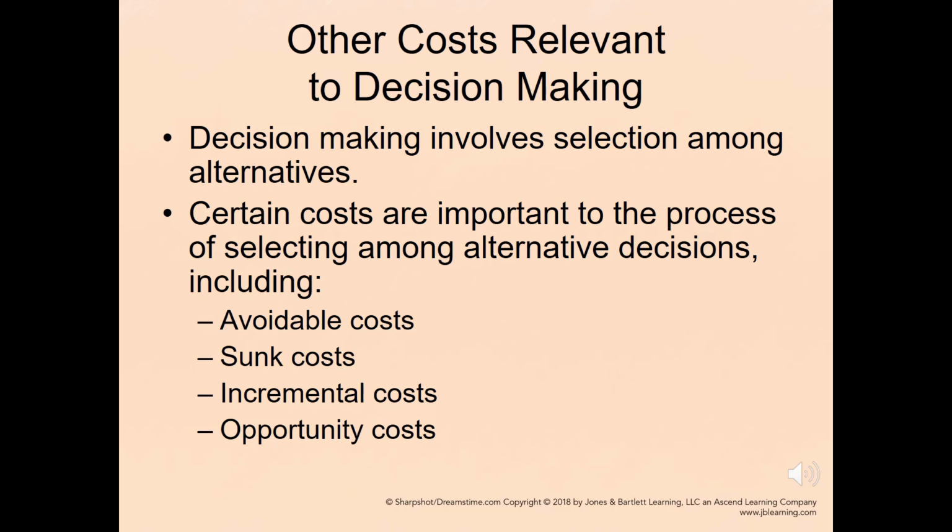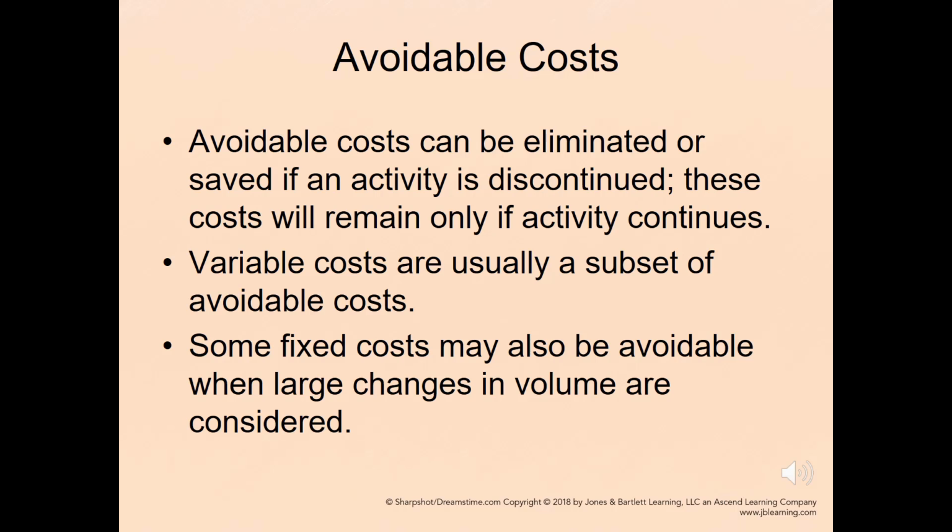Decision-making involves selection among alternatives. Certain costs are important to the process of selecting among alternative decisions, including avoidable costs, sunk costs, incremental costs, or opportunity cost. Avoidable costs can be eliminated or saved if an activity is discontinued. These costs will remain only if activity continues. Variable costs are usually a subset of avoidable costs, and some fixed costs may also be avoidable when large changes in volume are considered.